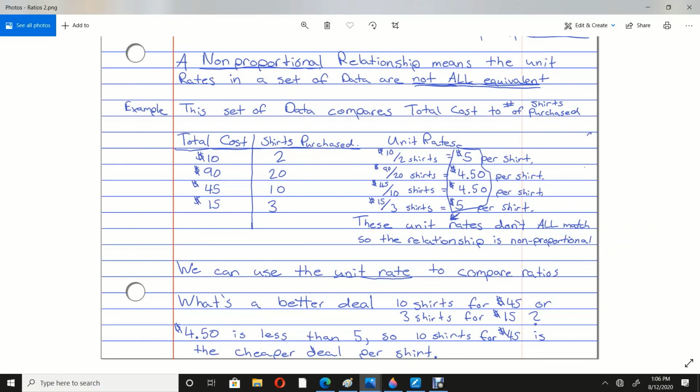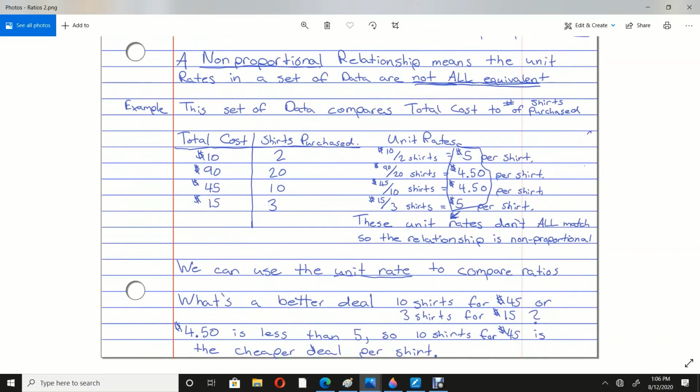All right. So we can use unit rate to compare ratios. This is what we did here, right? So which one of these deals is a better deal on shirts? You might not have $90 or $45 to spend on a shirt, but if you do, you can get more bang for your buck. You can get the shirts cheaper, essentially. What's a better deal? 10 shirts for $45 or 3 shirts for $15? $4.50 is less than 5, so 10 shirts for $45 is the cheaper deal per shirt.